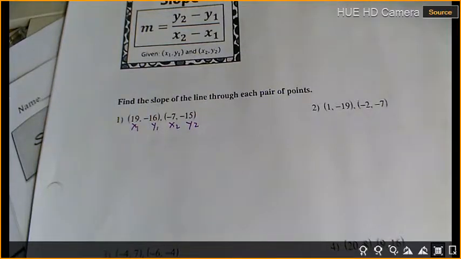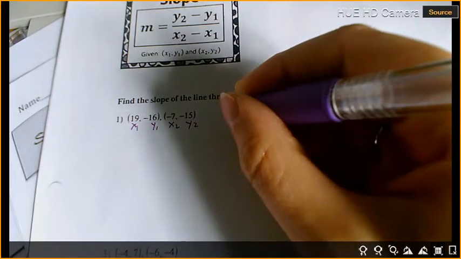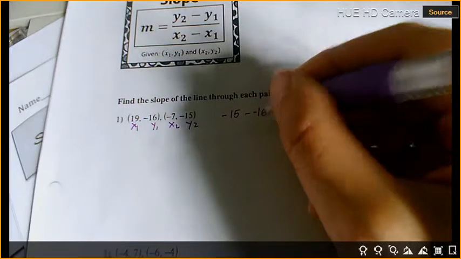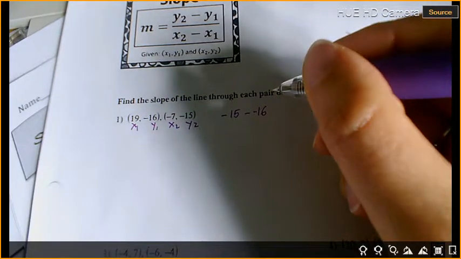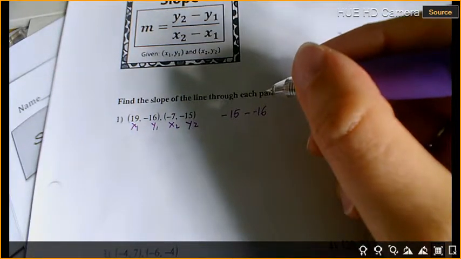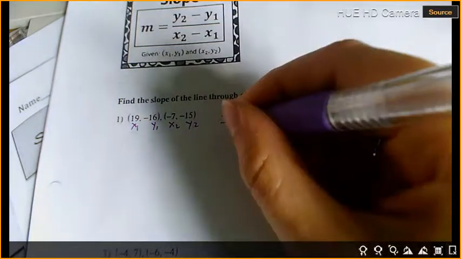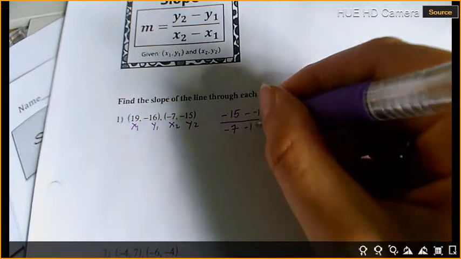We're going to put it into the equation, and we're going to go negative 15 minus a negative 16. Please don't talk anymore while I'm talking. If you cannot help it, you can leave. Okay, over negative 7 minus 19.